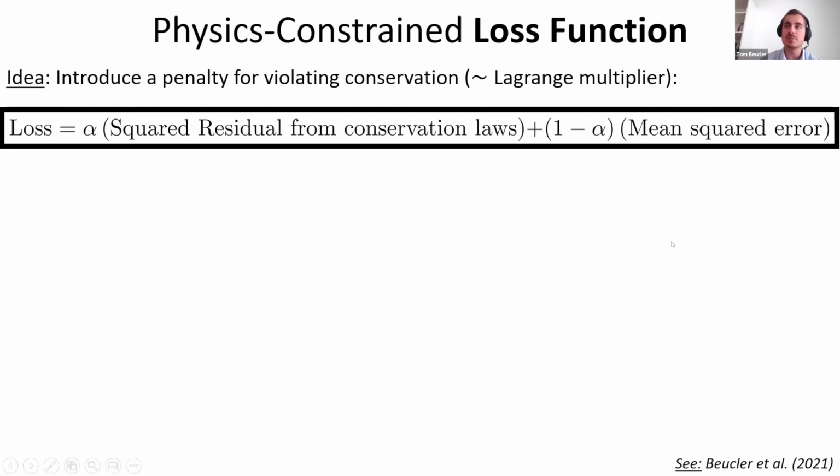So here I'm giving the example of a naive regression that tries to maximize performance by minimizing mean squared error. And all I'm doing here is adding a term penalizing the machine learning algorithm when it violates physical laws. So for example, it can be the residual from conservation laws, and you can use any norm here depending on the properties you want to have.